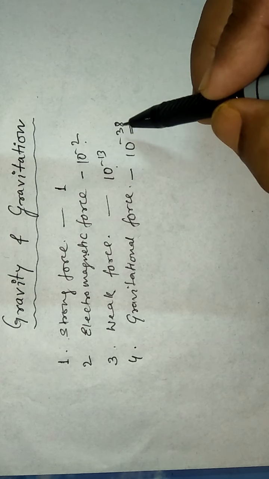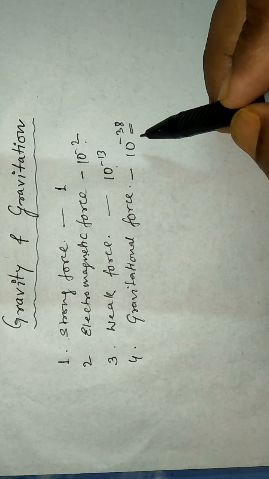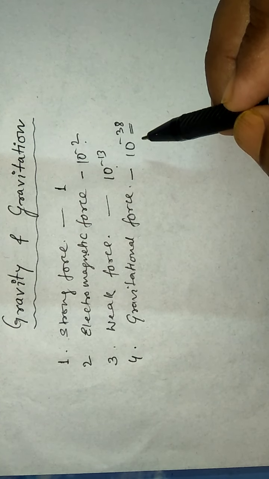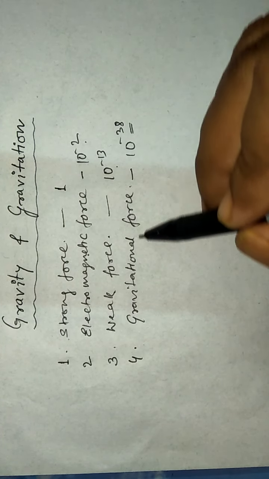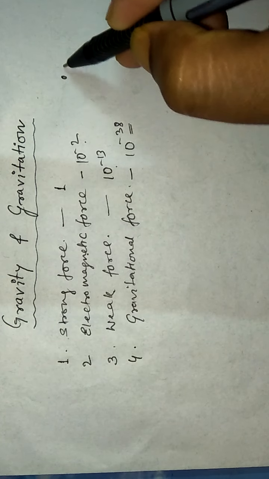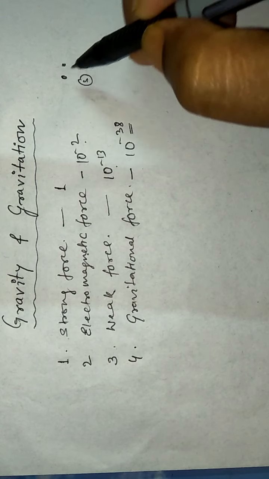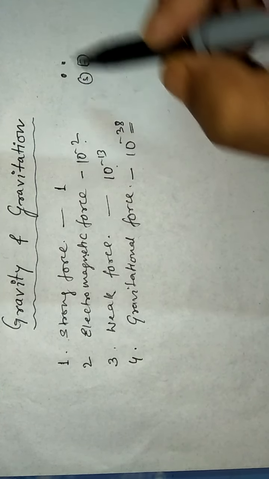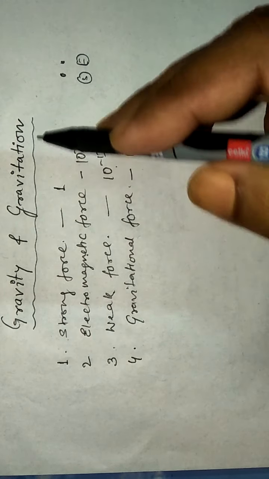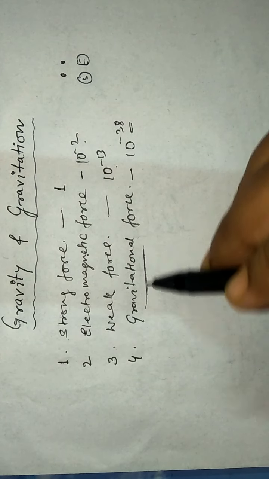It is the weakest force in nature, but it controls the structure and the evolution of the universe and influences every action of our everyday life. Everywhere we experience the gravitational force of attraction. It is between any two particles, between the sun and the earth, and between any bodies having masses. So today we will explain gravity and gravitation.